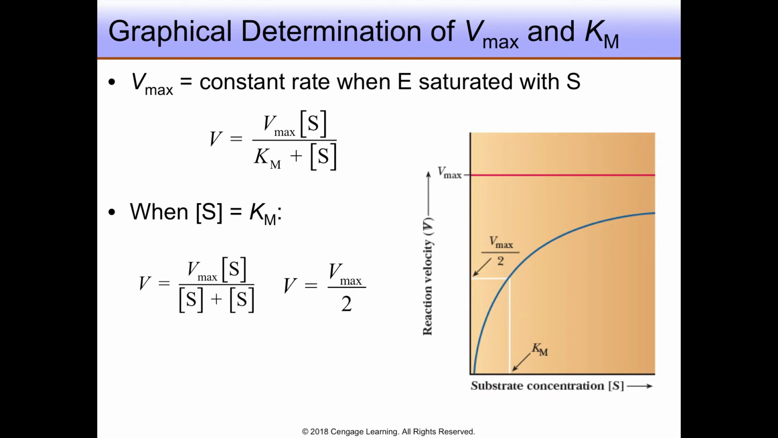Let's now consider a special case where the substrate concentration is equal to the value of Km. Under these conditions, our velocity expression simplifies to 1/2 Vmax. In other words, the Km is simply the substrate concentration where velocity is at half its maximum value.